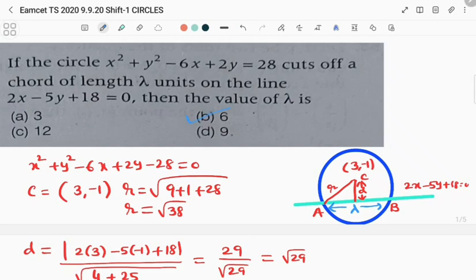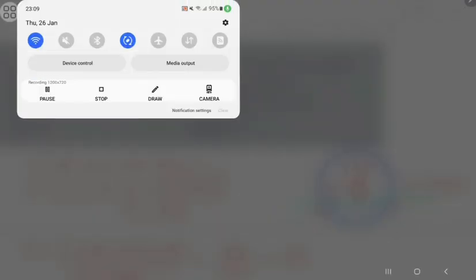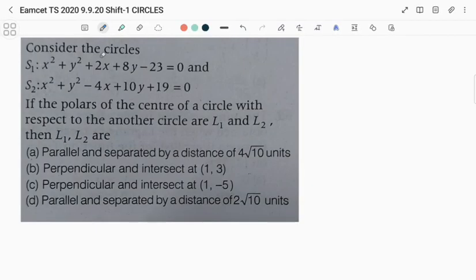We'll move on to the next question, dear students. The next question: consider the circles S1 equal to x square plus y square plus 2x plus 8y minus 23 equal to 0 and S2 equal to x square plus y square minus 4x plus 10y plus 19 equal to 0.